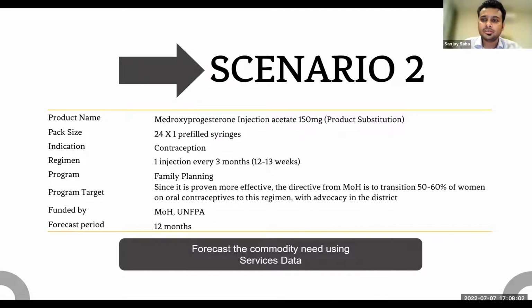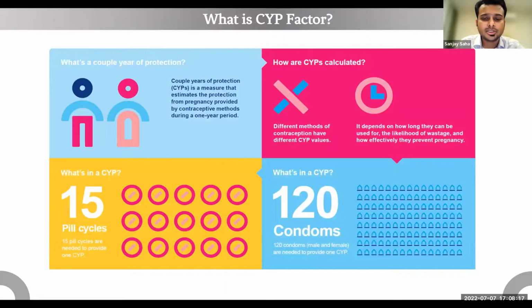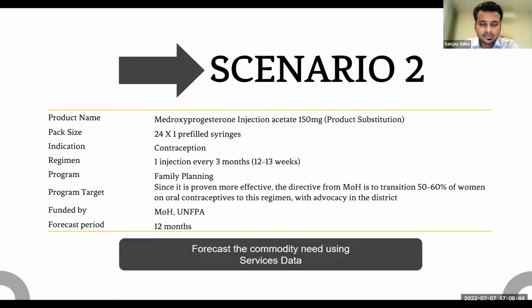Now we need to do the forecasting using services data. Can anyone tell me why we are not using consumption data? In the chat, or you can also speak. Anyone? It's a very simple answer, actually. No one? So, it is per patient. Yes, it's per patient. So the dosage is the same.